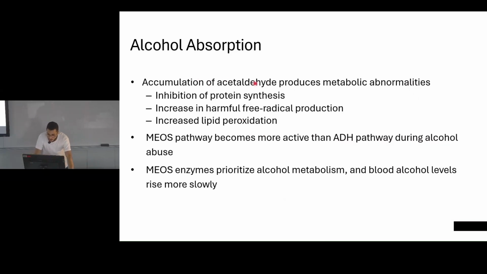For example, one of the side effects of alcohol accumulation is the production of acetaldehyde, and this inhibits protein synthesis, increases free radicals, and increases lipid peroxidation. So this is the free radical. When a radical attacks the lipid, it creates a lipid peroxide, and these are dangerous molecules for your body because they can basically destroy membranes of your cells.